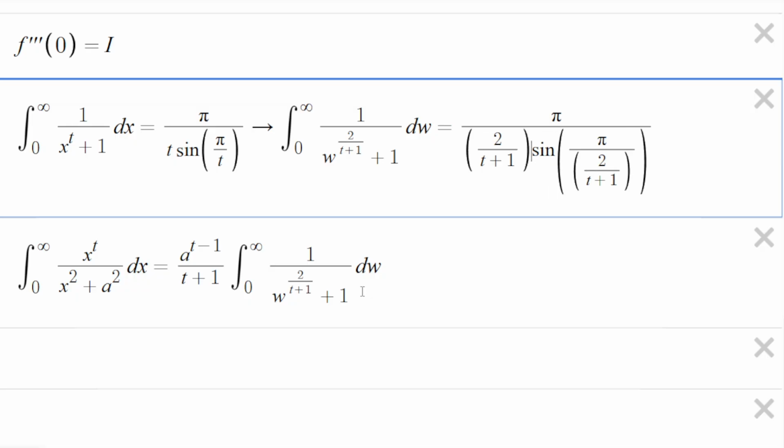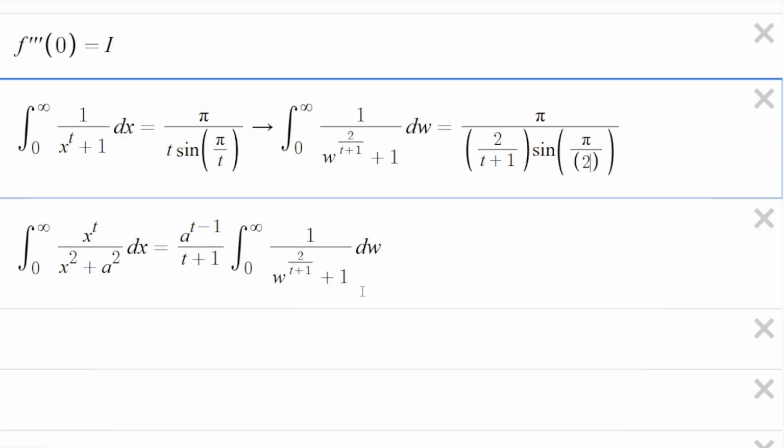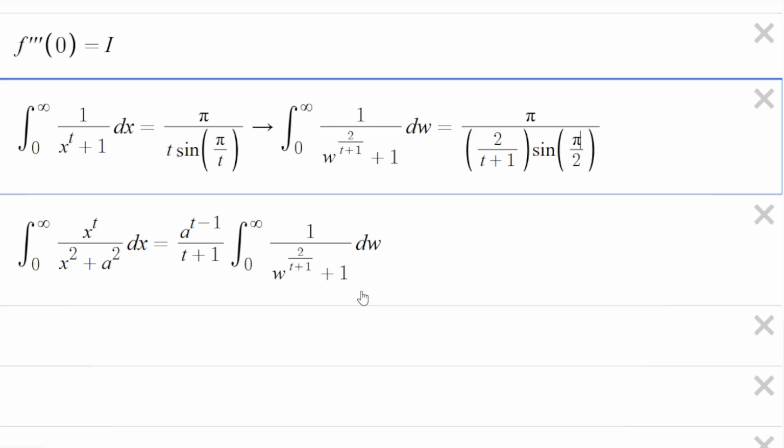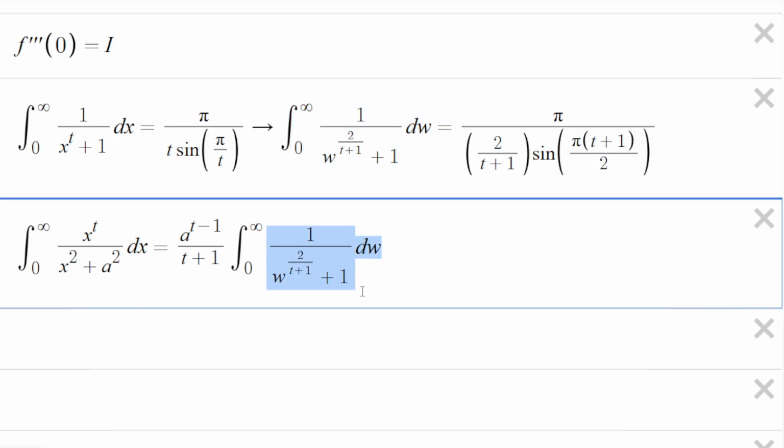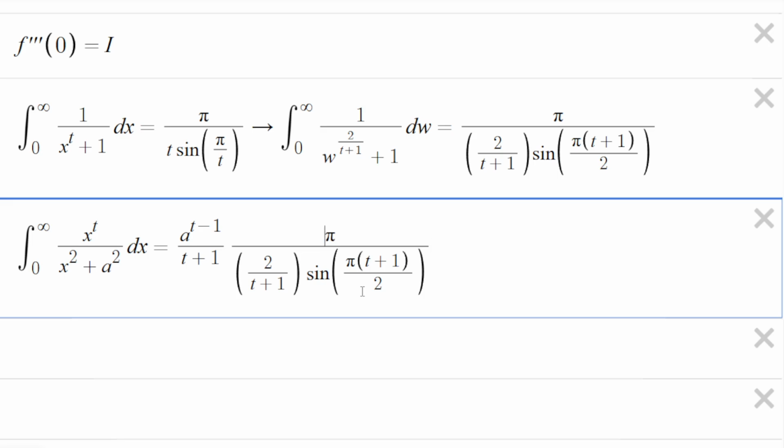Okay. Well, this can come up top like that. Great. Okay. So this is equal to this. So we can just put this right here. And then we'll notice that this t plus 1 and this t plus 1 cancel.